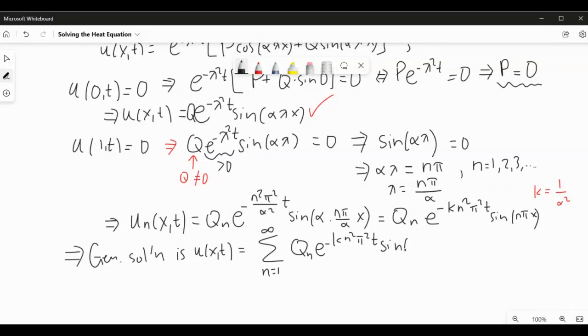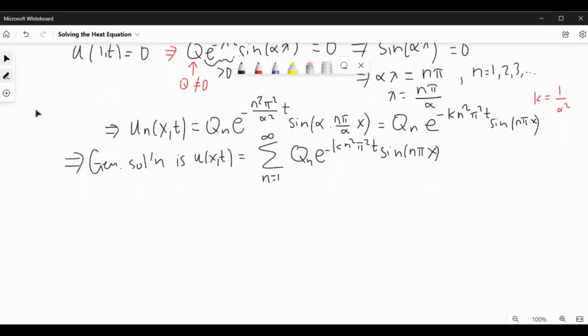All right. So we have this function u of x,t, and all we have to do now is to be able to determine what exactly is q n. Note that this is going to be the coefficient of the solution for our infinite sum, which will represent u of x,t.